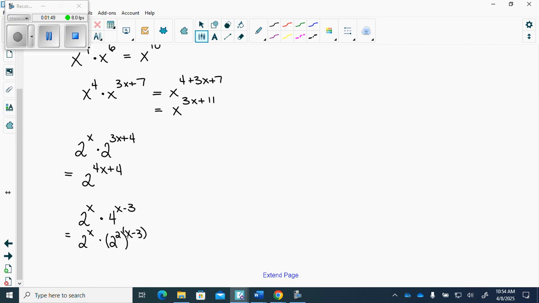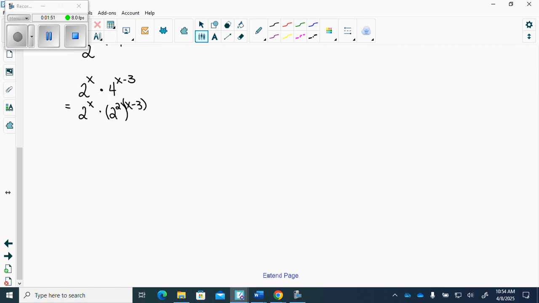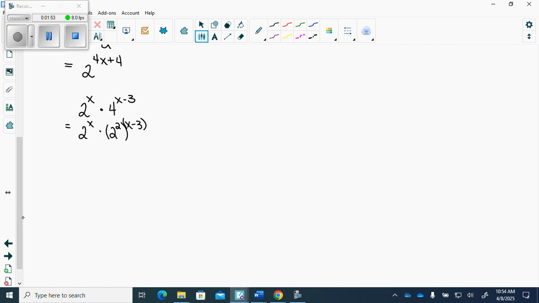And I put the x minus 3 in brackets because everyone forgets to distribute to both of them. So I still can't put them together yet, right? I have to distribute that 2 through. So I'm going to get 2 to the x times 2 to the 2x minus 6. Now can I put them together? Now they're the same base, so I can add them. So I'm going to get 2 to the 3x minus 6.